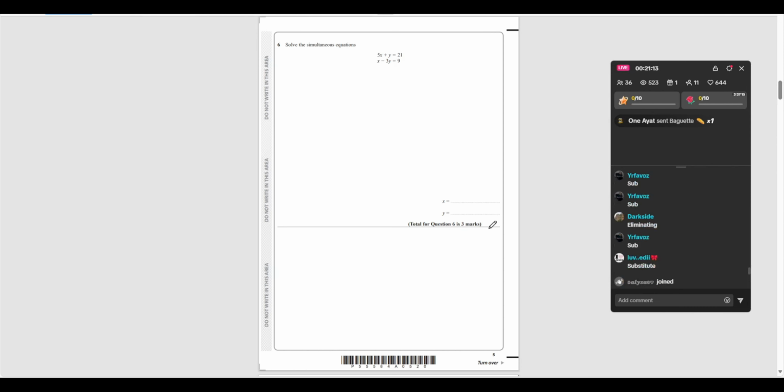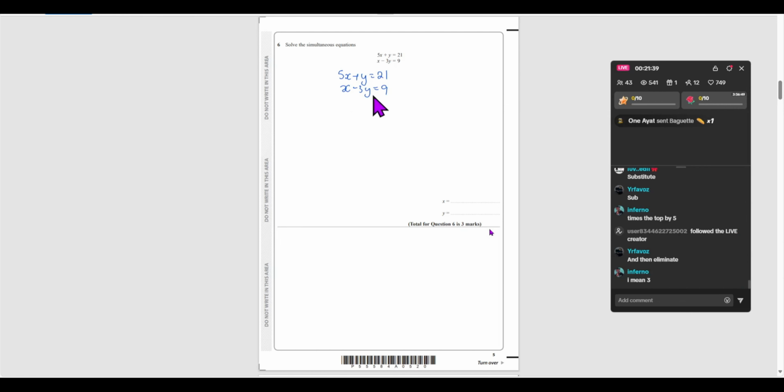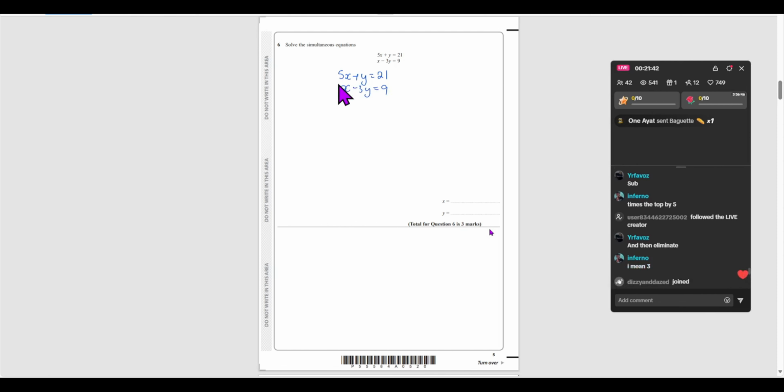So for this question, me personally, I will use the elimination method. So 5x plus y is equal to 21, right? And then x minus 3y is equal to 9. Now, we need to make one of the variables the same.